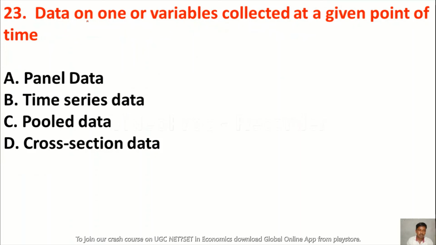Question number 23. Data on one or more variables collected at a given point of time. Option A, panel data. Option B, time series data. Option C, pooled data. Option D, cross section data. So data on one or more variables collected at a given point of time is known as the cross section data.